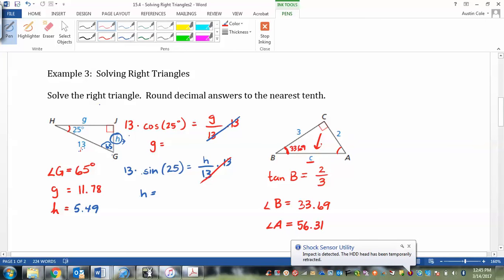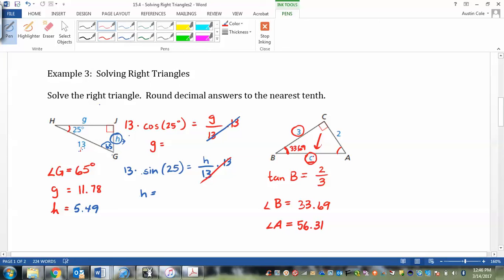So if I pick that side and C is my hypotenuse, this is my adjacent, right? So I could do opposite and adjacent and hypotenuse is cosine. So I'm going to do cosine of 33.69 equals my adjacent, which is 3, over my hypotenuse, which is C.